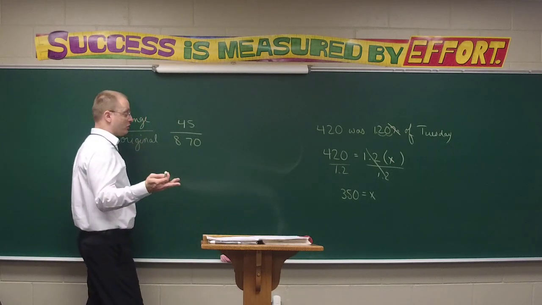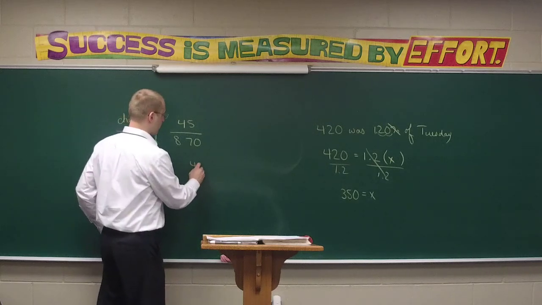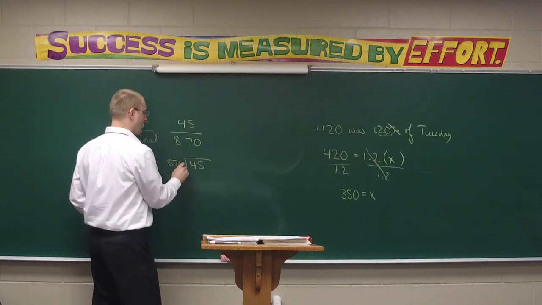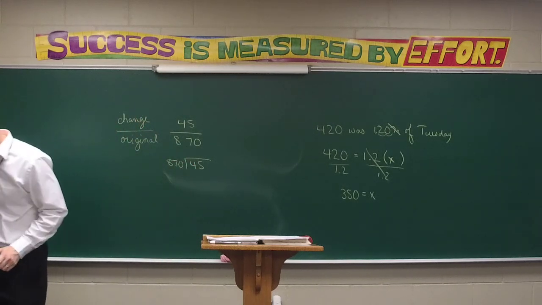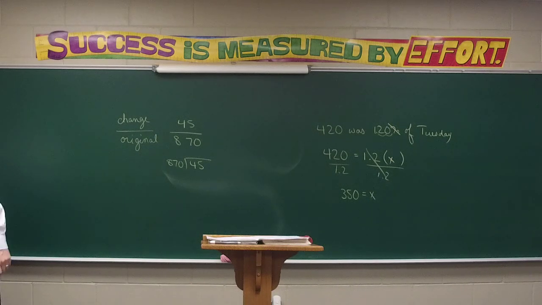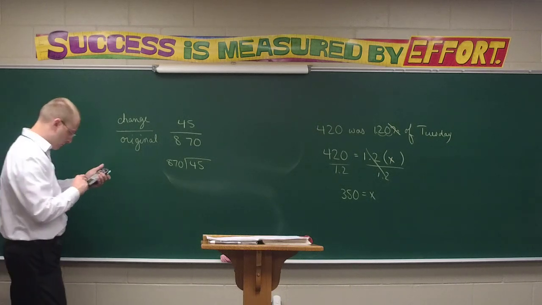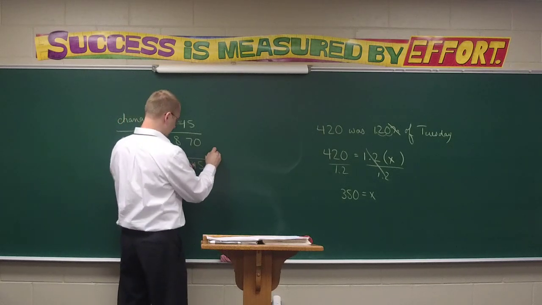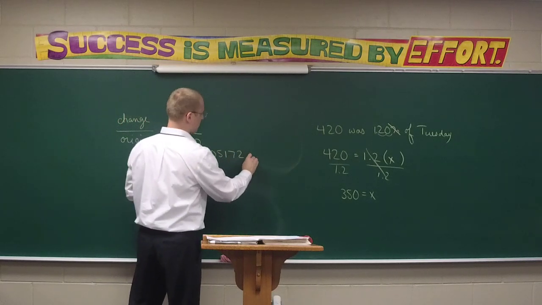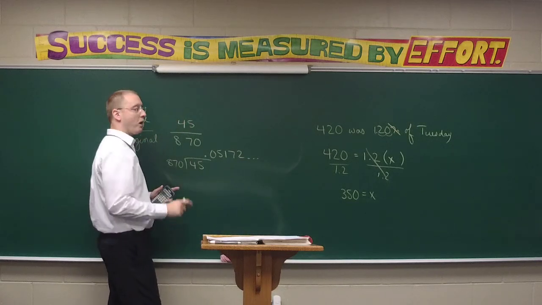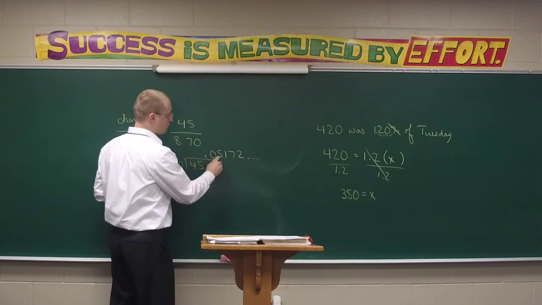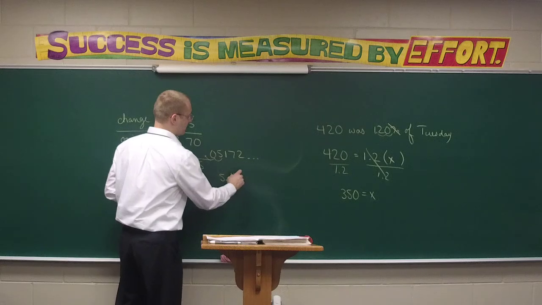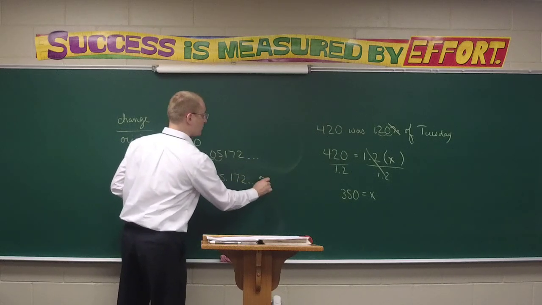And again, I would use a calculator here, and I would say 45 divided by the 870. And since I am lazy, I'm going to go ahead and get out my calculator and do it that way. 45 divided by 870, and I get 0.05172, blah, blah, blah, right? But it said what percent? So, 5.172, blah, blah, blah, percent.